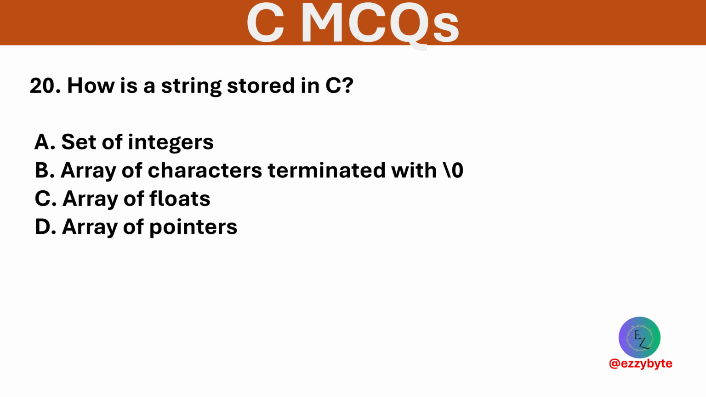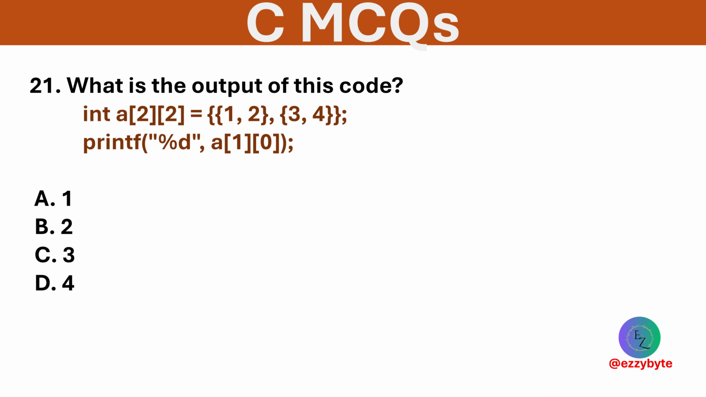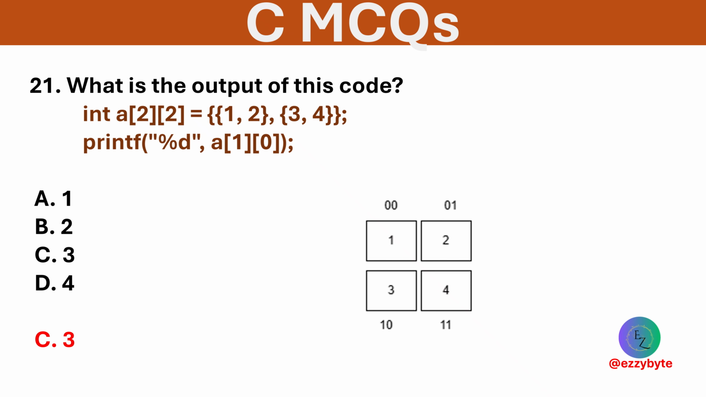How is a string stored in C? Options are set of integers, array of characters terminated by \0, array of floats, and array of pointers. Option B is correct. Strings are char arrays ending with a null character. What is the output of this code? Options are 1, 2, 3, and 4. Option C is correct. As A[1][0] refers to the first element of the second row.